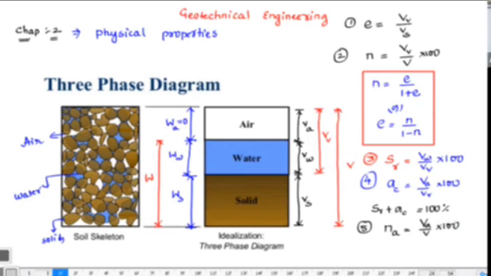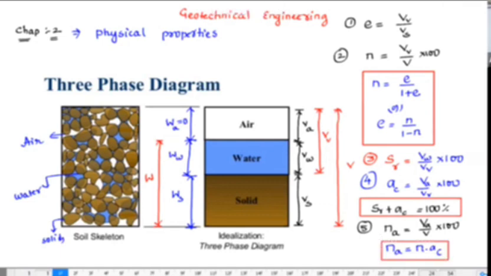As air content and air voids both represent air, what is the relation between air content and air voids, sir? Na is equal to n into AC. Okay, so this is the relation.